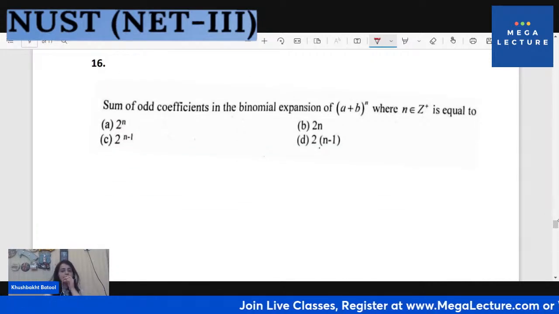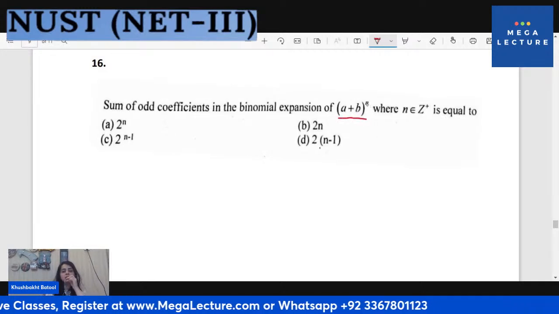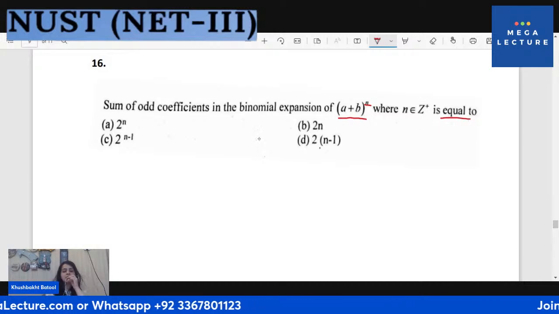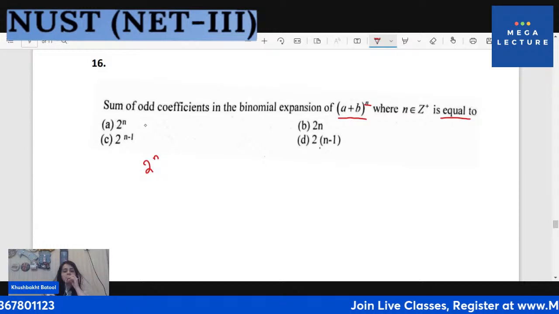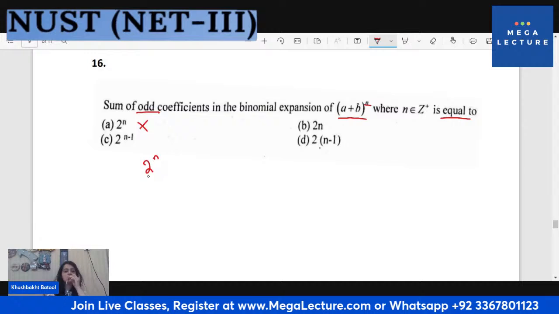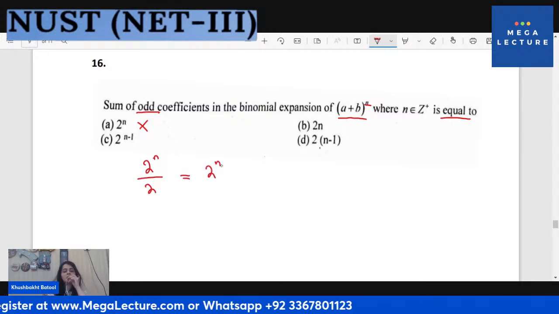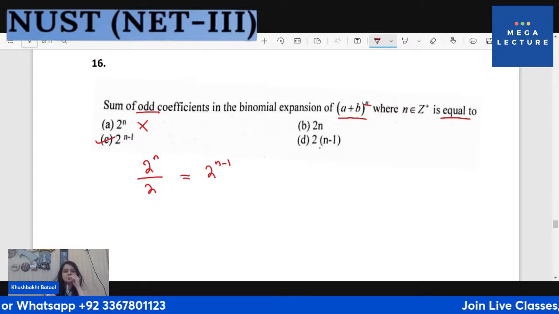Okay. Now it says the sum of odd coefficients in the binomial expansion of (a plus b) power n is equal to. Now we are interested in finding out the total sum. The total sum is 2 power n, but it won't be the answer because it says odd. We know that the sum for odd and even is the same, so I'll divide it by 2, and it would give me 2 to the power n minus 1. So the answer is going to be C in this case.